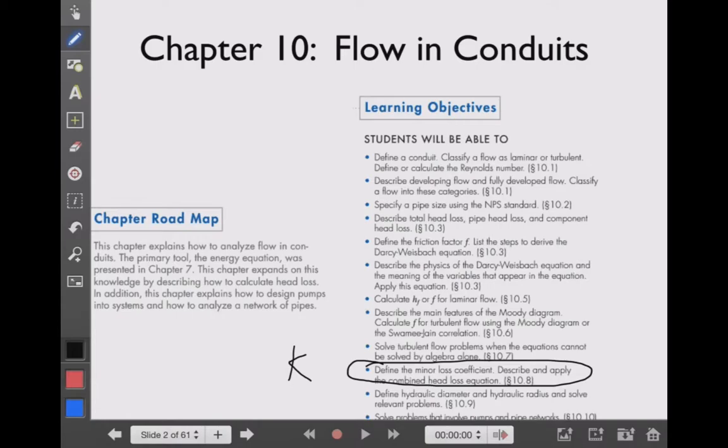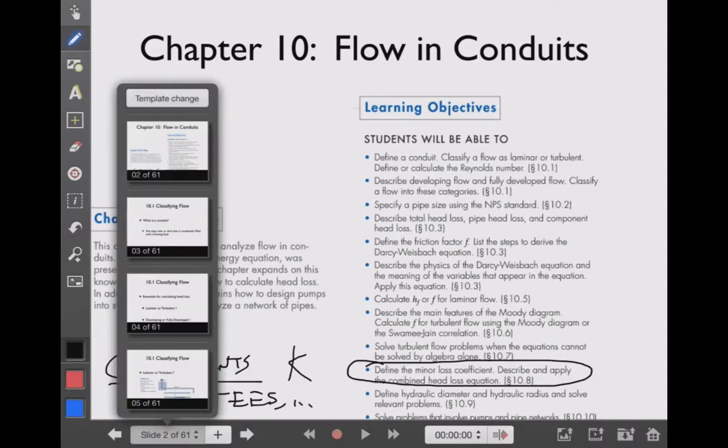Remember that the major head loss is the loss in the pipe, the head loss in the pipe, and the minor head loss is the head loss due to all the components. So we're going to need a strategy for determining head loss in bends and tees and so forth. So that's really the topic of this section.